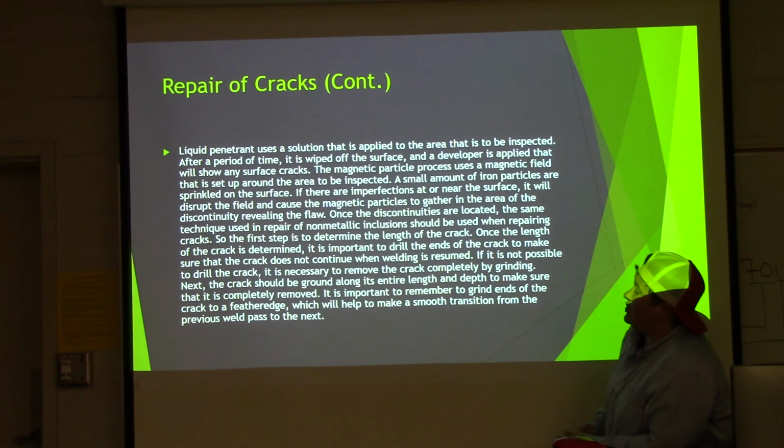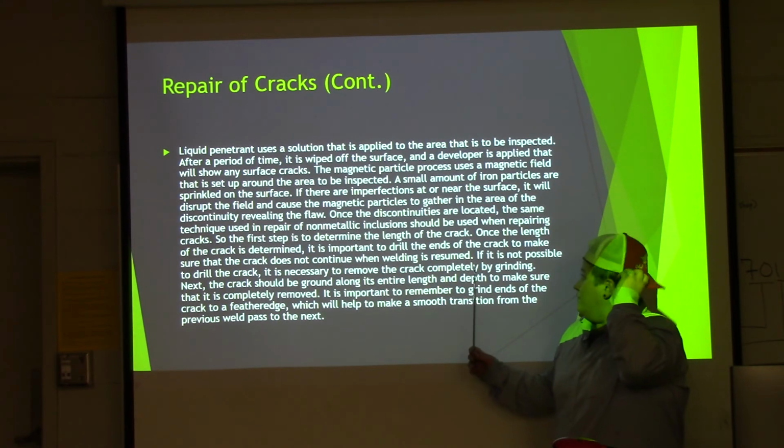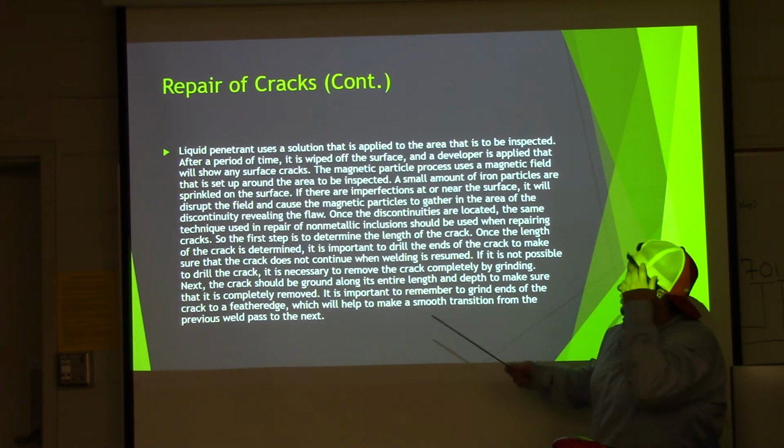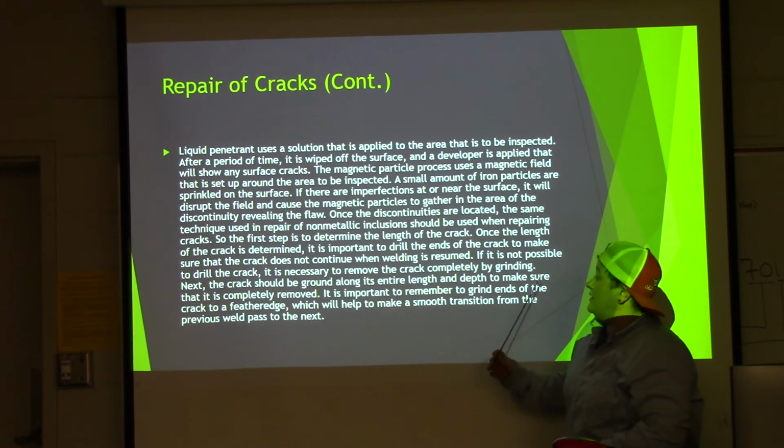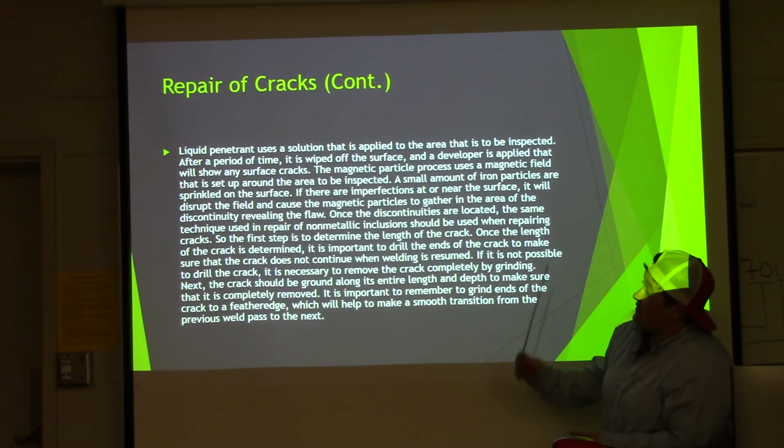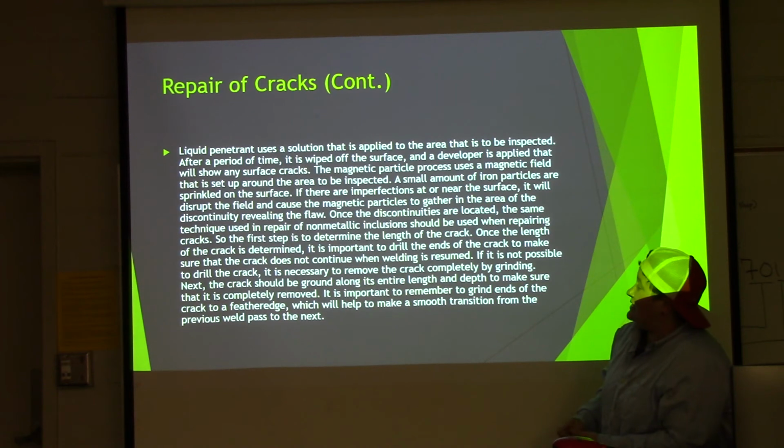So the first step is to determine the length of the crack. Once the length of the crack is determined, it is important to drill the ends of the crack to make sure that the crack does not continue when welding is resumed. If it is not possible to drill the crack, it is necessary to remove the crack completely by grinding. Next, the crack should be ground along its entire length and depth to make sure that it is completely removed.